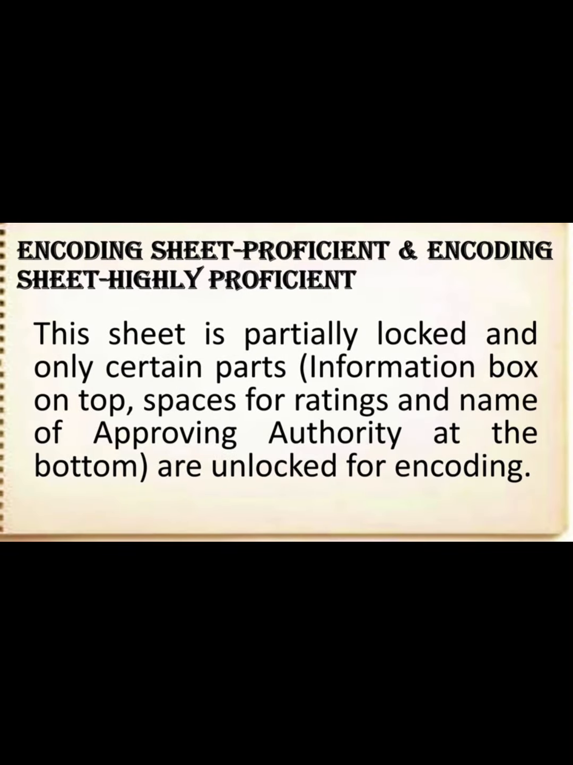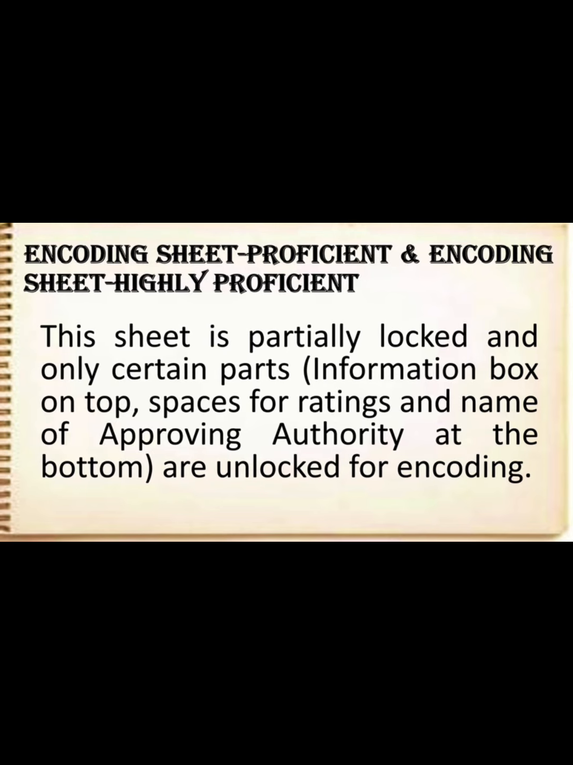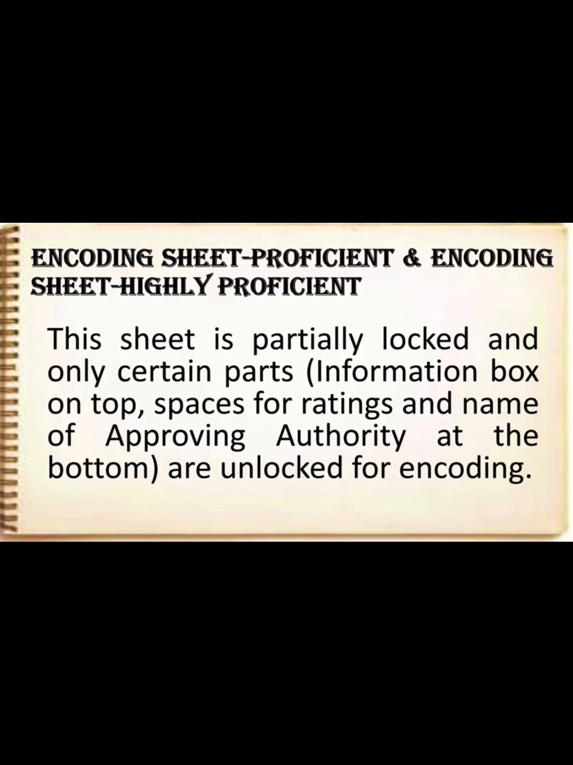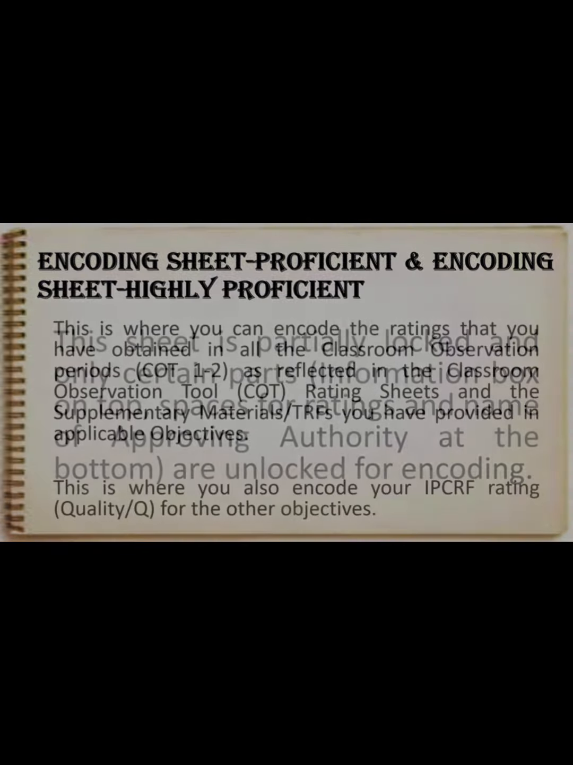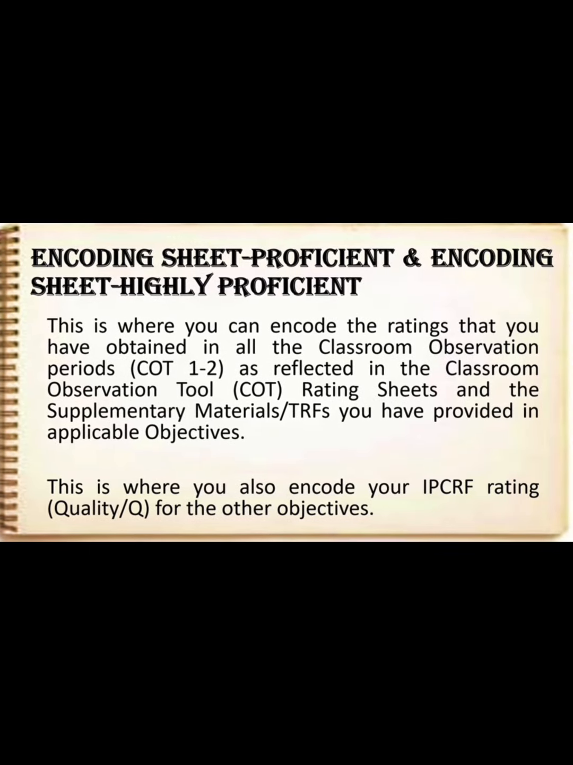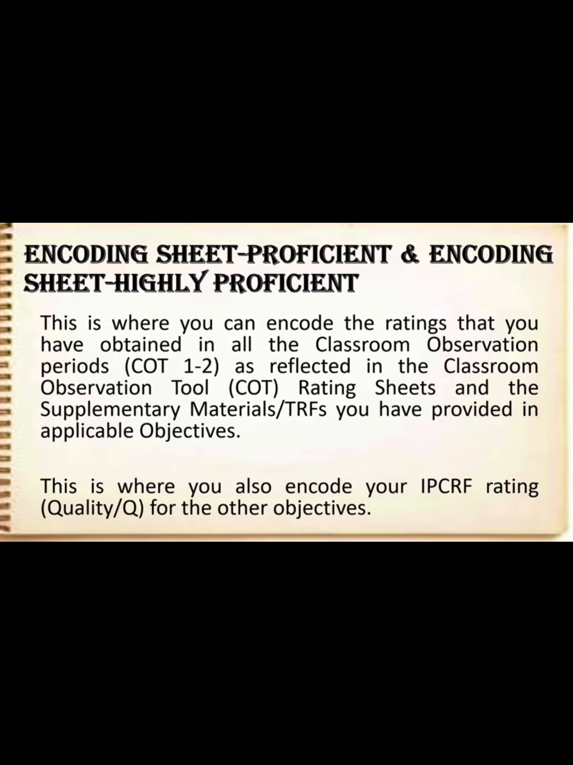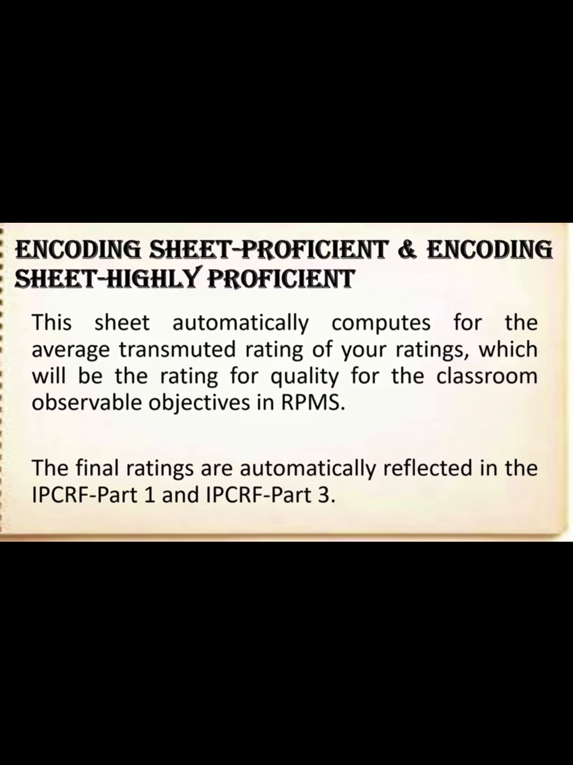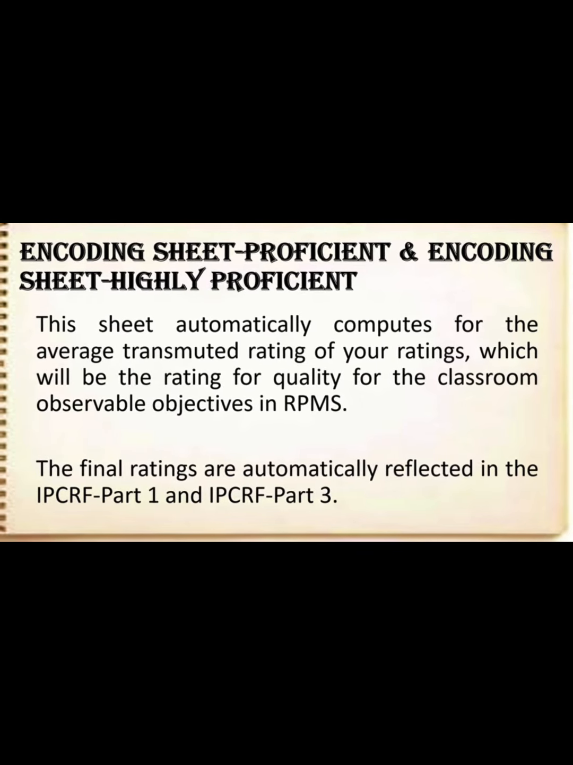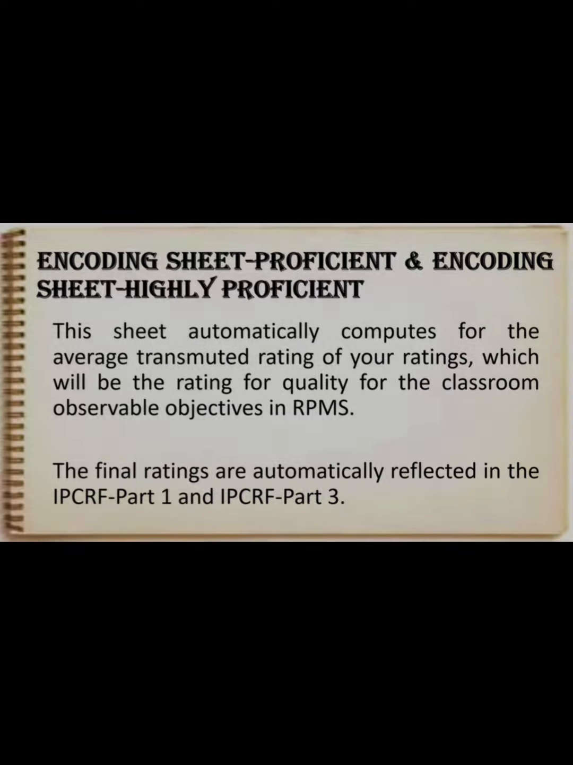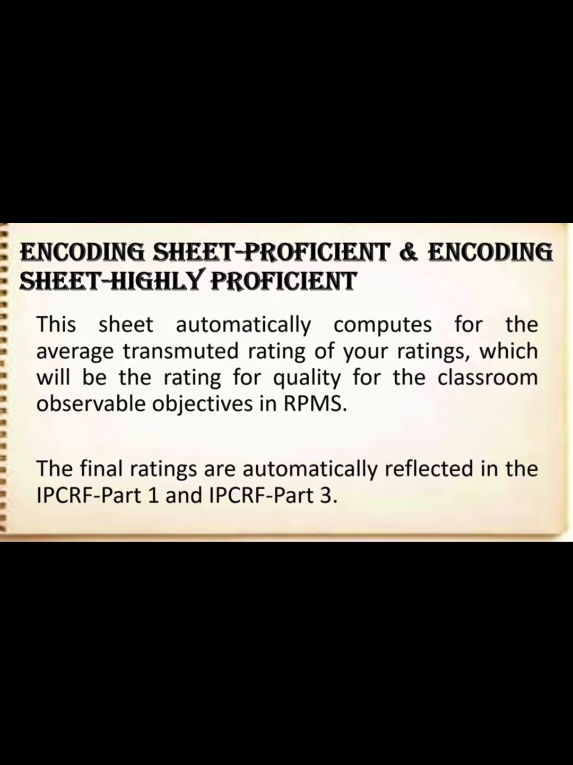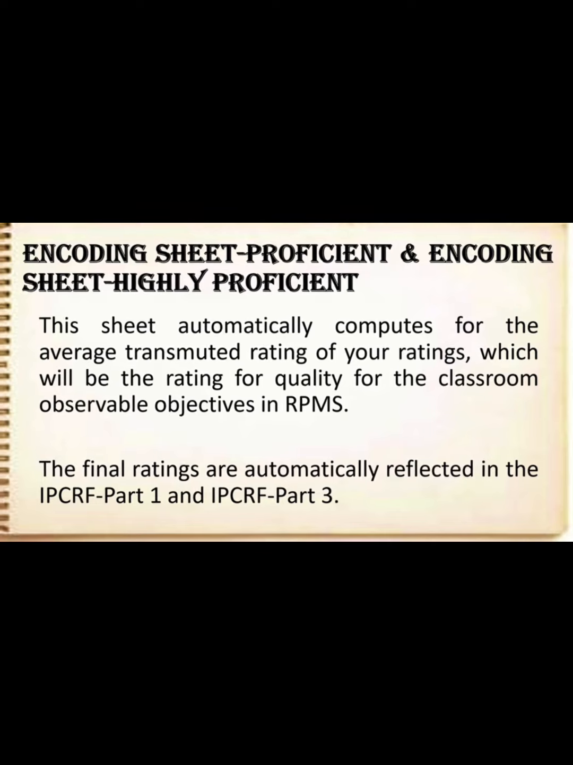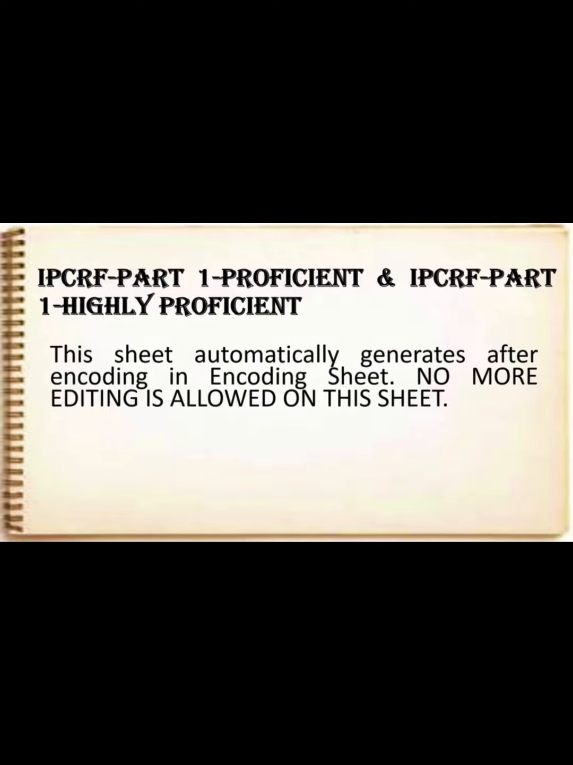The next sheet is Encoding Sheet, where it is partially locked and only certain parts are unlocked for coding. This is where you can encode the ratings that you have obtained in all the classroom observation periods and the supplementary materials, TRFs, you have provided in applicable objectives. This is where you also encode your IPCRF rating for the other objectives.